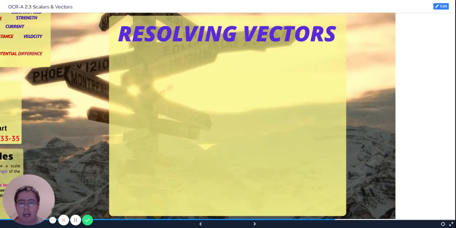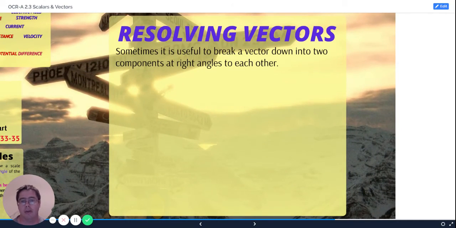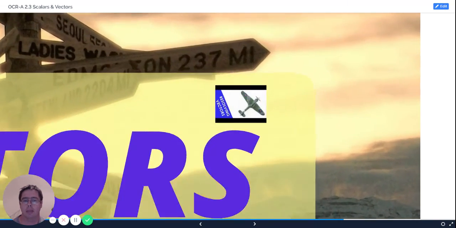Sometimes we're not interested in adding vectors together. Sometimes we've got a vector and we want to actually break it down into two components which are at right angles to each other. It's important. There are always components which are at right angles. So there's a video here of where and why we might want to do this and how we go about doing it, and then we'll have a look at some other examples. So here's a video.